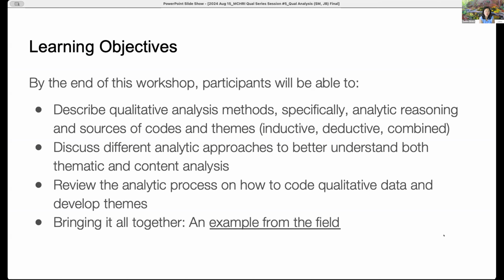So today in this presentation, we'll really focus on describing some qualitative analysis methods. We'll discuss different analytical approaches to better understand both content and theme analysis. And we'll review some detailed analytic processes. And then Annie and Javier will really bring it all together with an example from their work.